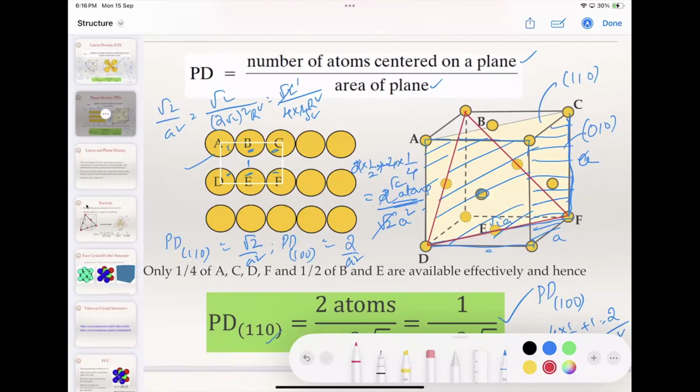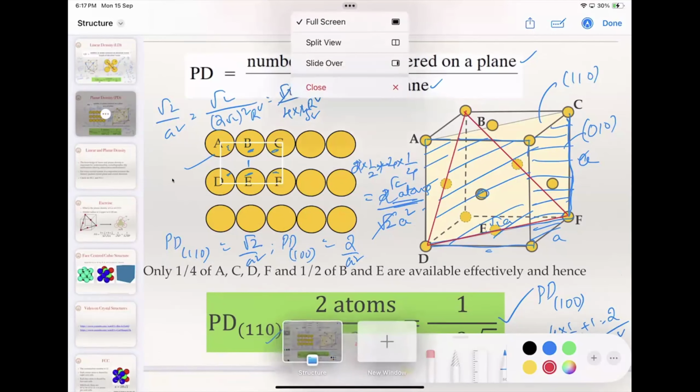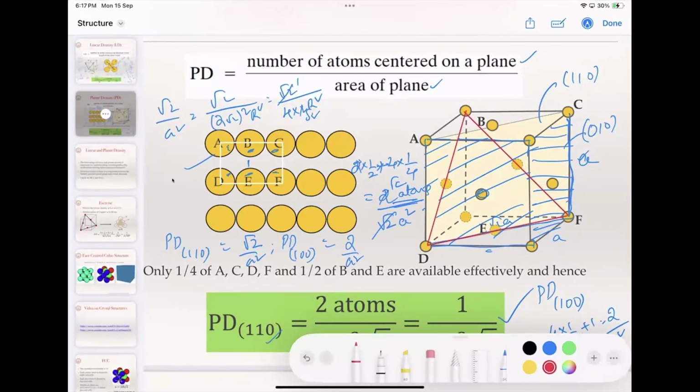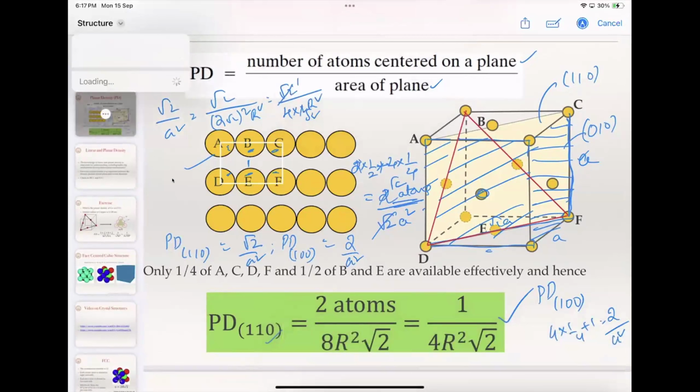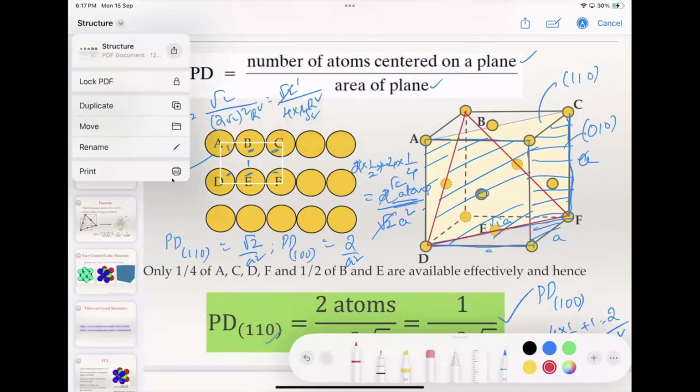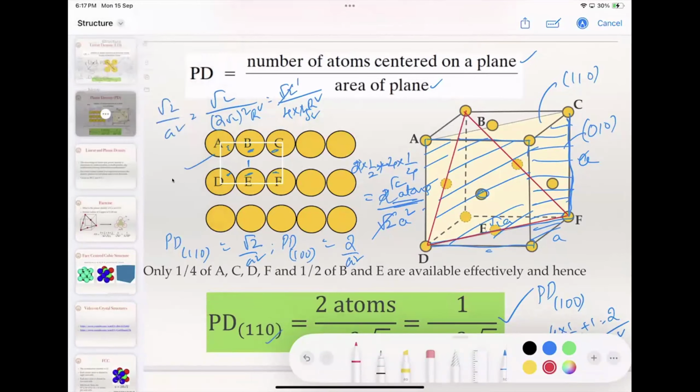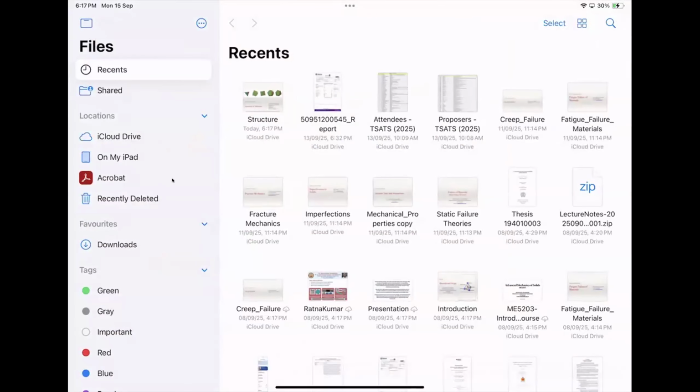No, see, in the 111 plane, 3 corner atoms into 1/6, plus 3 side atoms into 1/2. It is root 2 a into h. What is h? h comes from a, sir.